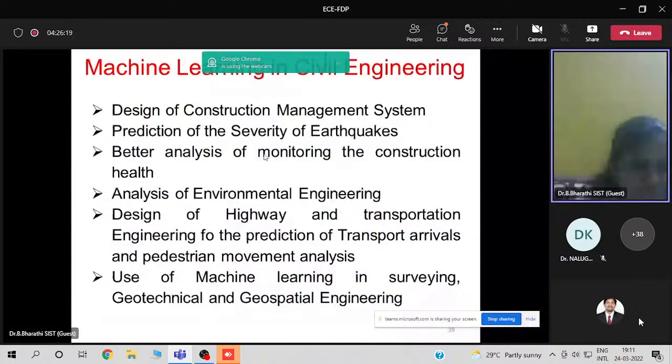Do we use machine learning only in computer science, only in medicine? No. Only in mechanical? No. We apply it in civil engineering also.